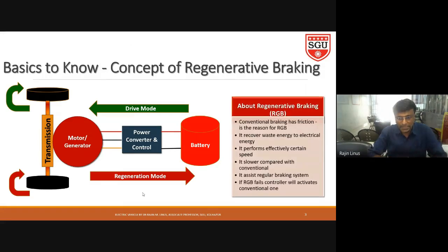Now I am summarizing what I have told about regenerative braking. Conventional braking has friction, and that is why heat is generated.